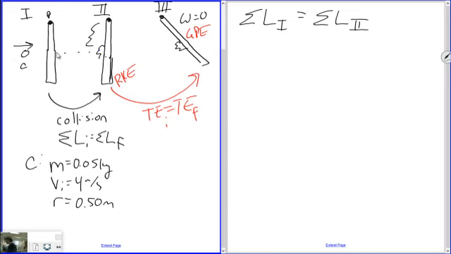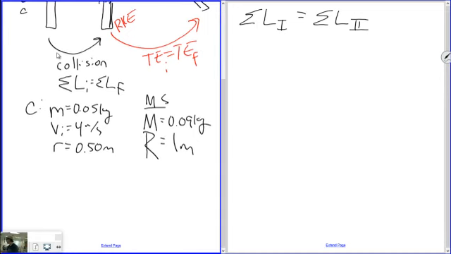All right? And then for the meter stick, we know that the mass, capital M, is 0.09 kilograms. It has a radius, big R, of 1 meter because it's a meter stick. I know that my rotational inertia is 1/3 MR squared, which when you solve that, gives you 0.03 kilogram meters squared. And I know it starts at rest. All right, so.